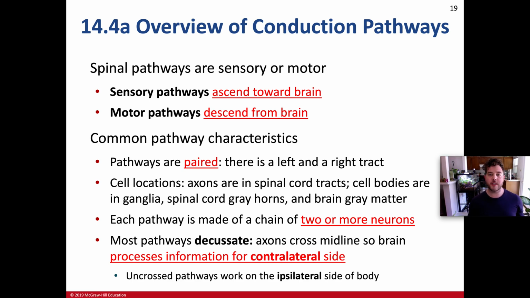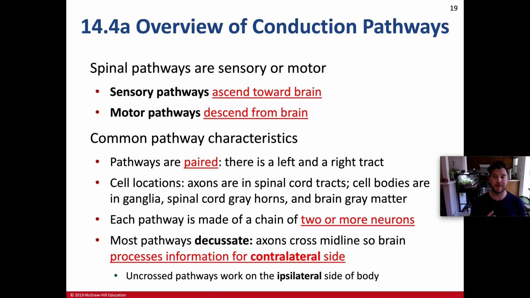The cell locations are going to be pretty consistent. There are always going to be three locations for cell bodies. The axons are in the spinal cord tracts. The cell bodies are in the ganglia, the spinal cord gray horns, or the brain gray matter. So with all the conduction pathways of the spinal cord, they're going to be paired, and you're going to know where the cells are. They're only going to be in limited portions.